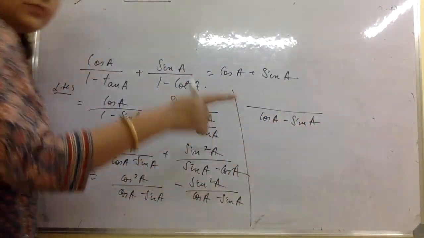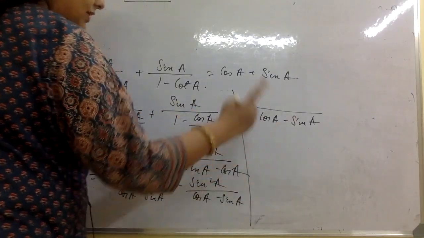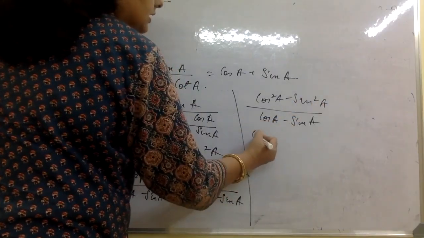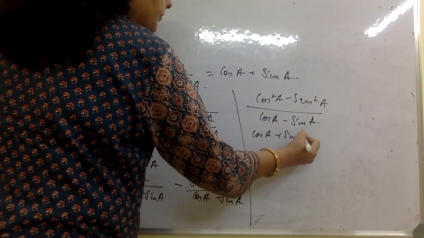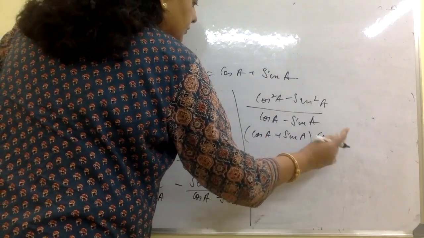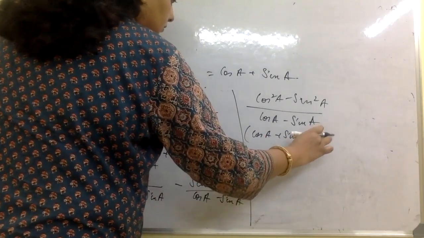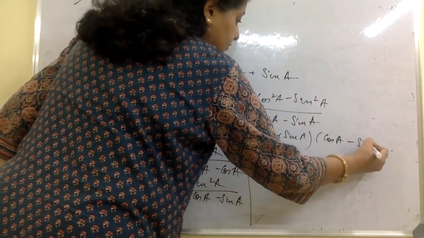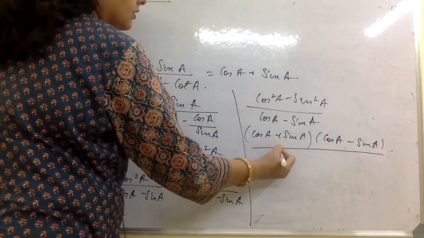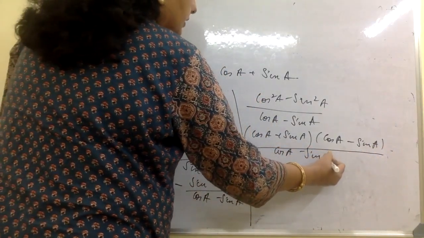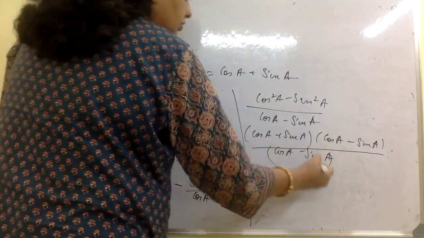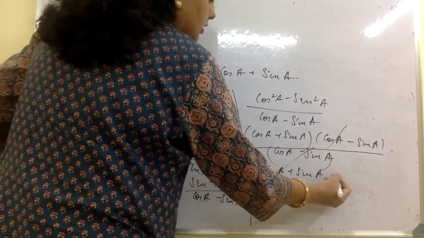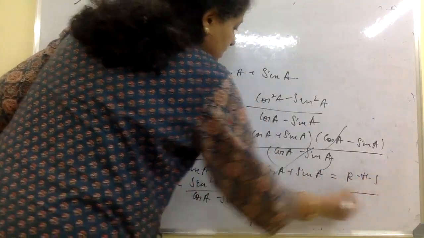Now I'll take the denominator, cos A minus sin A. So this comes easily with sin cos. Cos square A minus sin square A. You can't forget your identities. Cos A plus sin A times cos A minus sin A, over cos A minus sin A. Okay, in that case this is gone completely. Cos A plus sin A, that is what we want, is equal to RHS, hence proved.